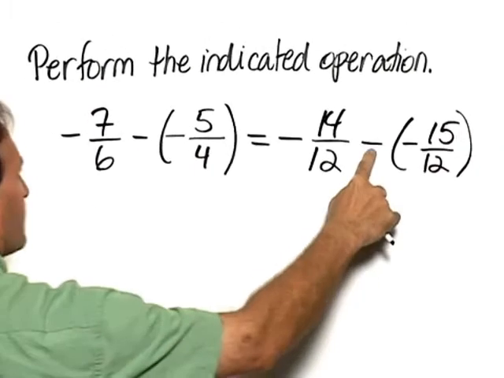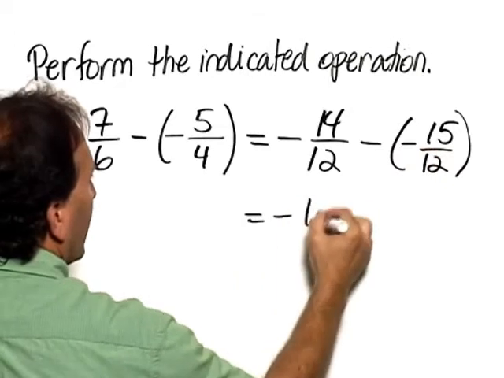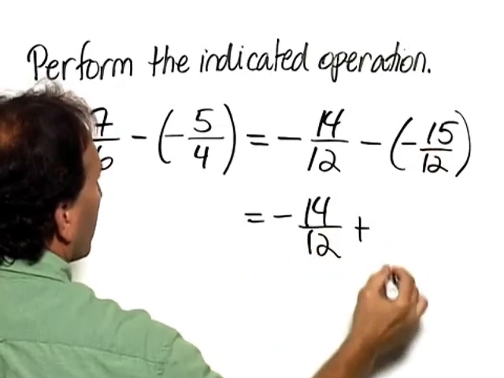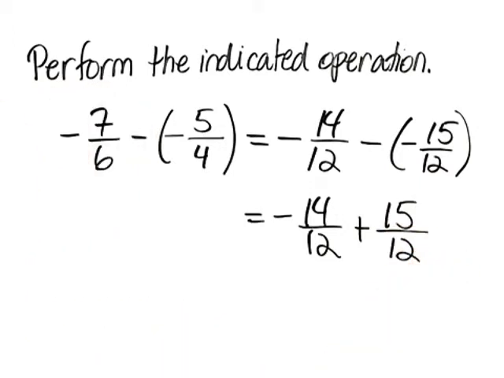Now let's change the subtraction to adding the opposite. So this would be negative 14/12 plus the opposite of negative 15/12, which would be positive 15/12.